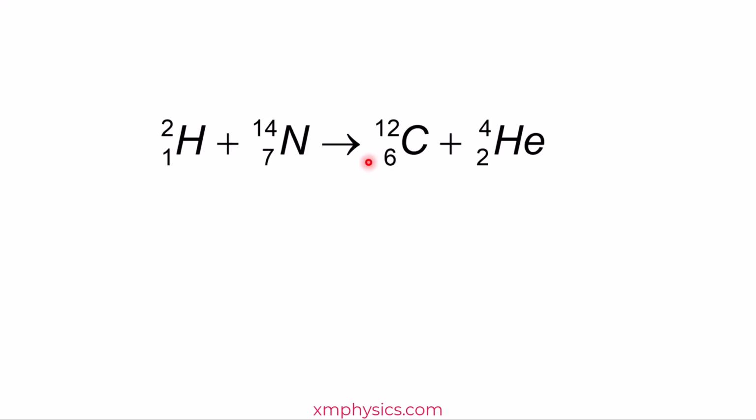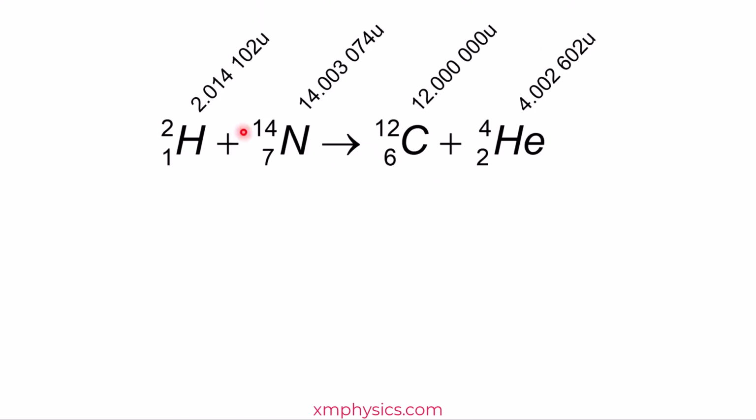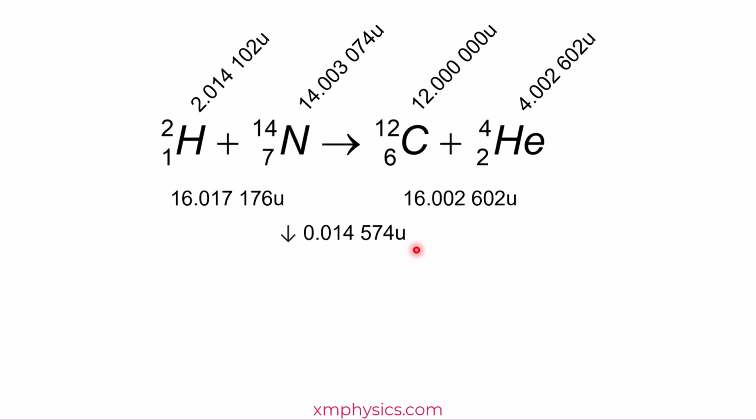Now let's assume that we are provided with the masses of all these nuclei. What we do then is to calculate the total mass before the reaction. So you take 2 point something plus this 14 point something, you get this number here. Do the same for the carbon-12 and the helium-4. Now look at these two numbers. You realize that the total mass has decreased. Since the total mass has decreased, we know that energy is released to the surrounding.